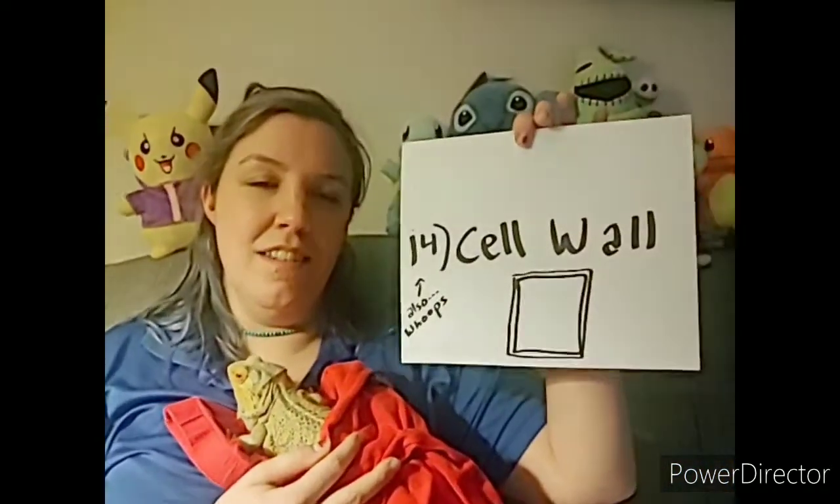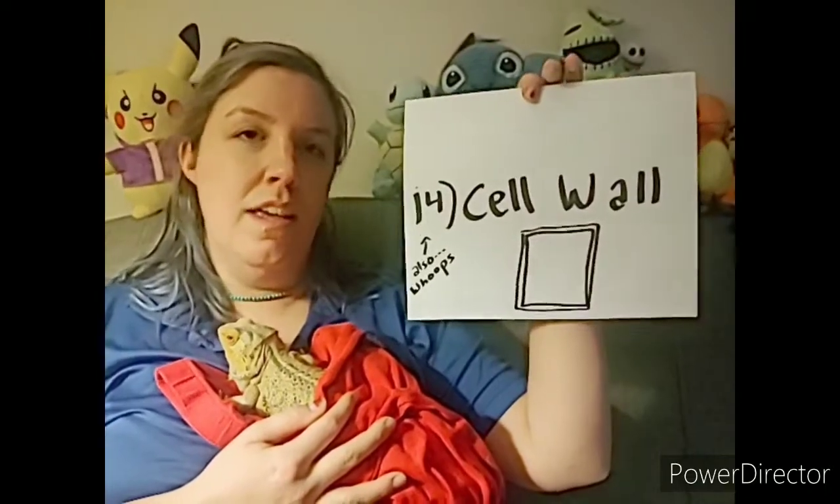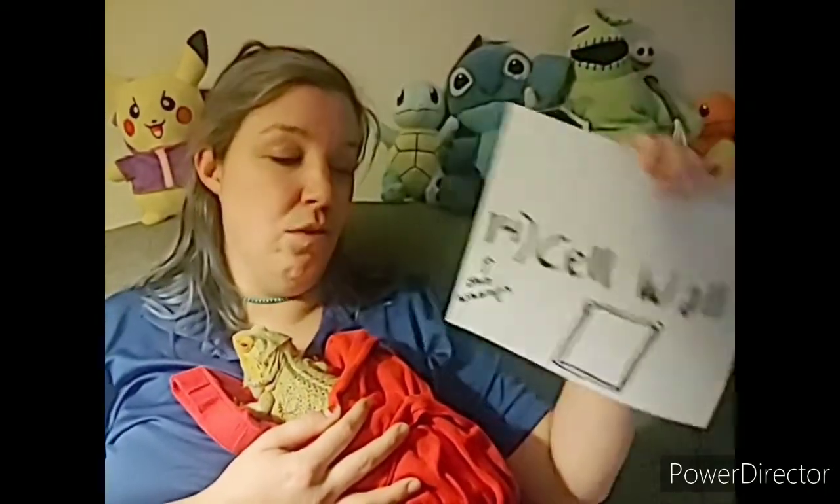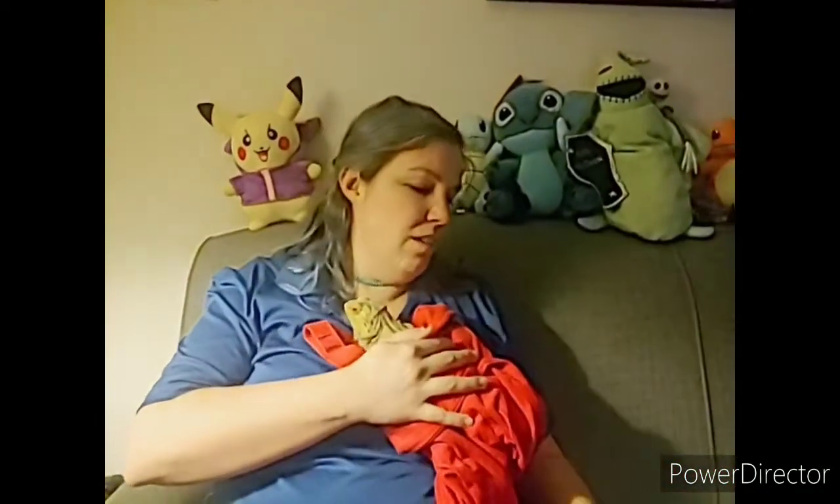Number 14 is a cell part called the cell wall. It's rigid, and it is very strong, and it is only in plant cells. These plants have cells with cell walls. We don't. We do not have cell walls. The plant does. Why are you hogging all the cell walls?